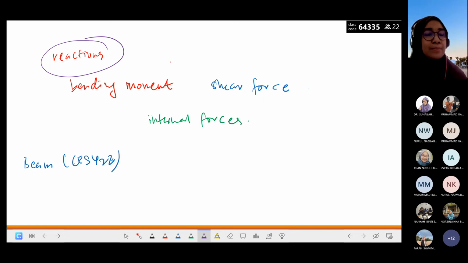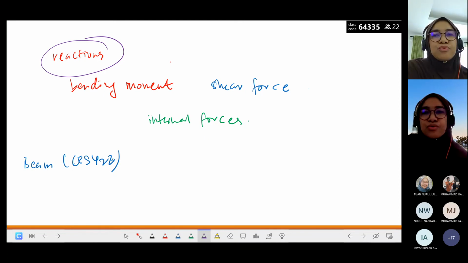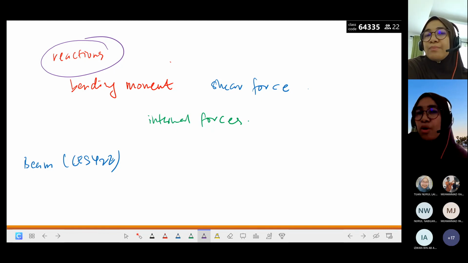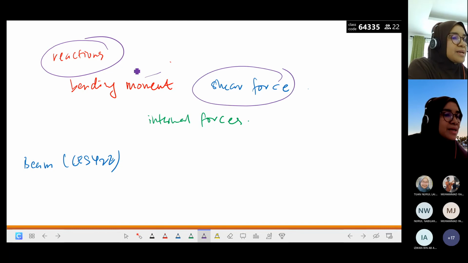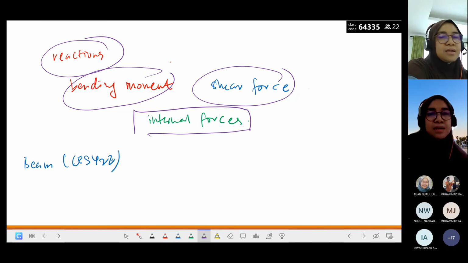Beam. In analysis of beam in solid mechanics, you learn how to calculate reaction, right? Okay, reaction. And then you learn how to write the shear force equation and moment equation in order to draw the shear force and bending moment diagrams. And these two are actually called internal forces.